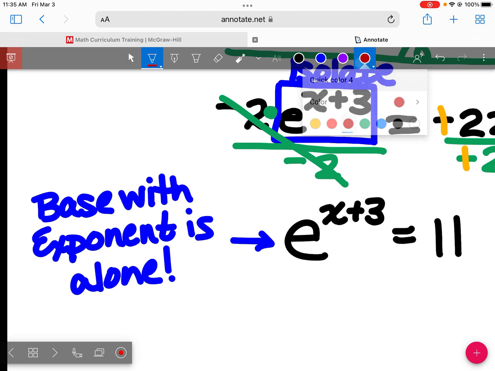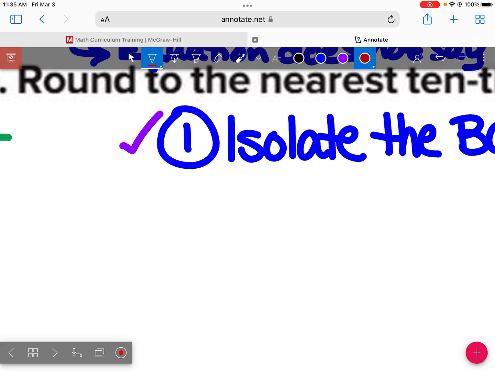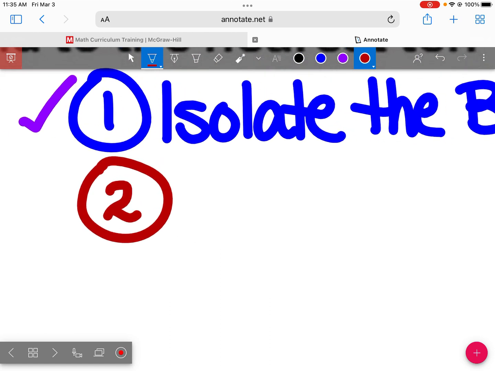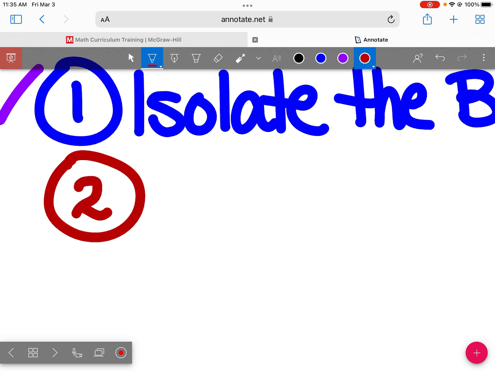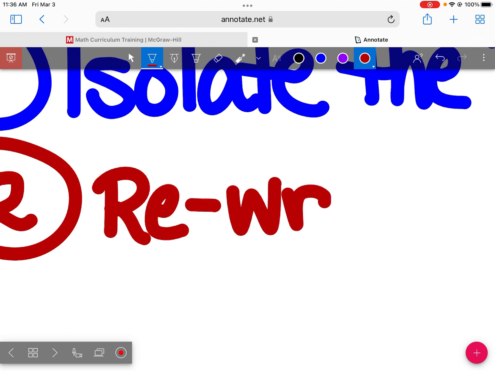All right, so I'm done with the first step. We isolated our base with an exponent on it. Where is x in the equation right now? With the plus 3, it's in the exponent. How do I get exponents alone on one side? Put it in logarithmic form. So we are going to rewrite this in logarithmic form.